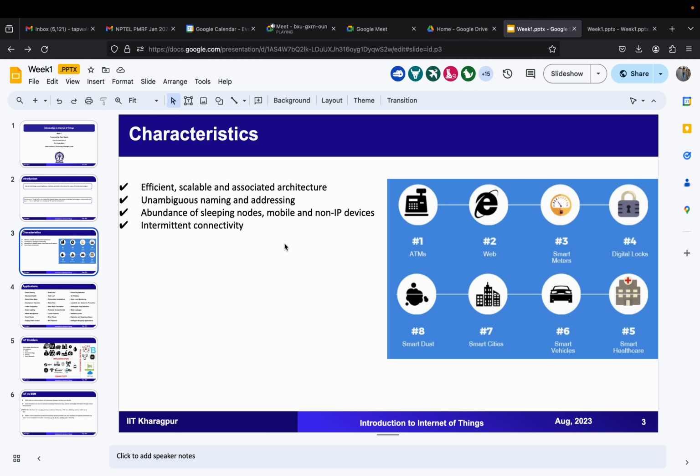Second characteristic is unambiguous naming and addressing. These objects should have unique names, and the names should be unambiguous. If the names or addresses are ambiguous, then it is difficult to make communication possible between these devices. So it should be unambiguous. Third one is abundance of sleeping nodes. Mobile and non-IP devices should be there. And fourth one is intermittent connectivity.